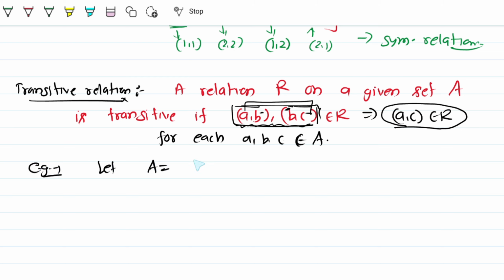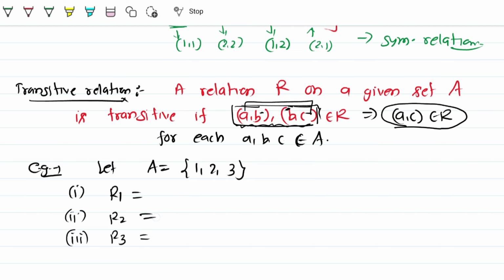Let the given set A be {1, 2, 3}. I'm taking some relations R1, R2 and R3. Here R1 is {(1,1), (1,2), (2,1), (2,2)}. This is R1 on the set A. All three relations I'm taking on the set A.